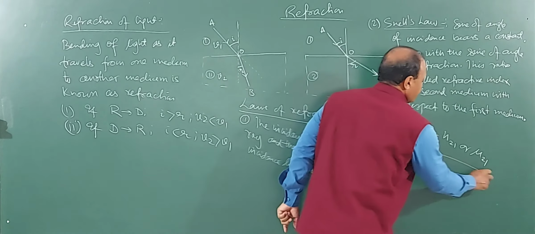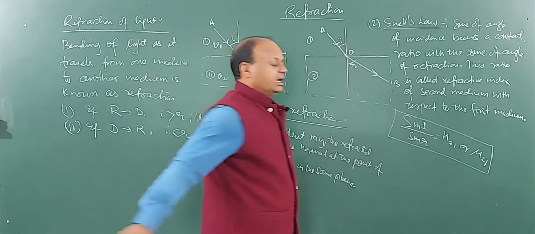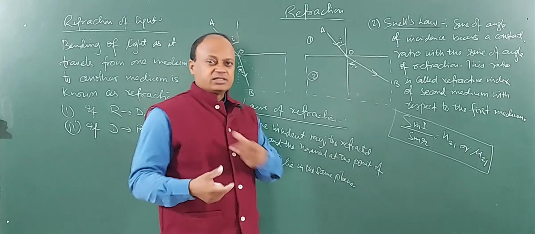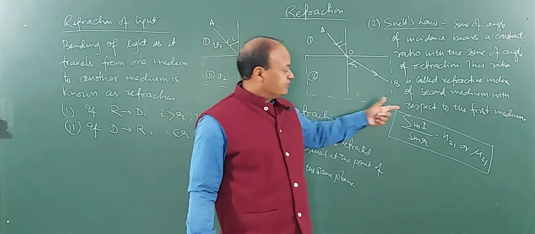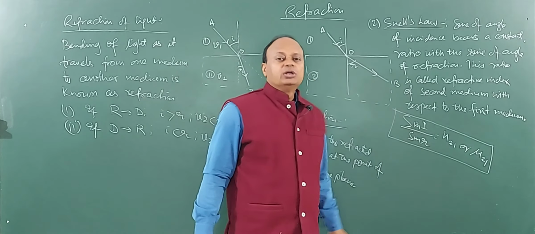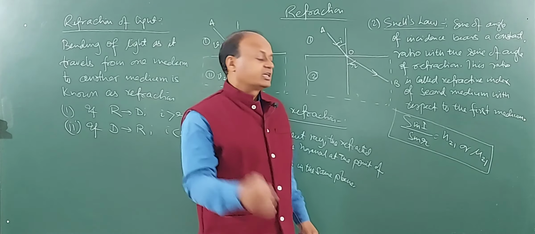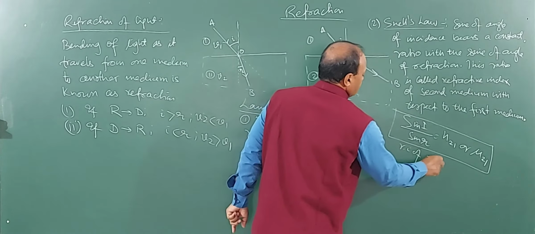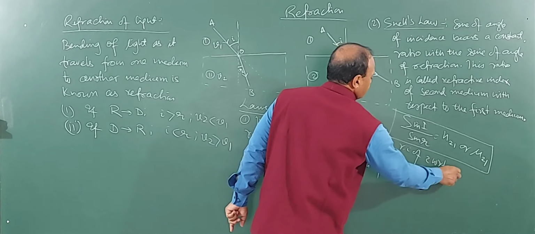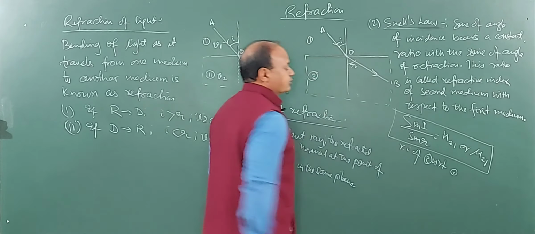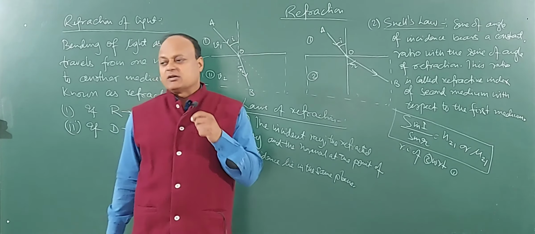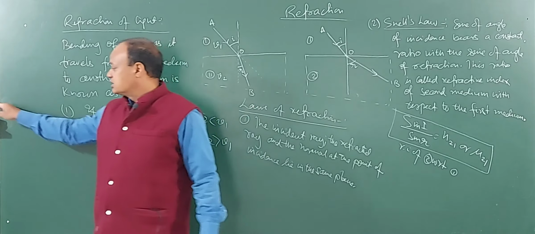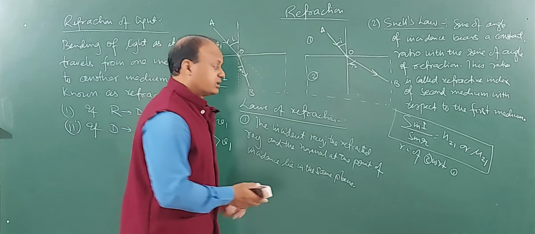So very important, we will be using it very often in this chapter, and so many other chapters also it is interrelated. So sine of I divided by sine of R is equal to refractive index. Refractive index in short will be writing RI of 2 with respect to 1. Right? So this is the mathematical representation. Sine of I divided by sine of R is 2mu1. Okay?